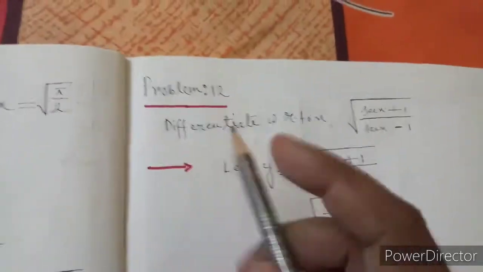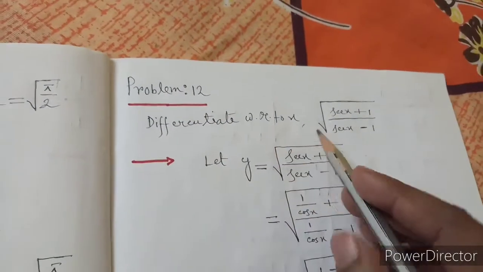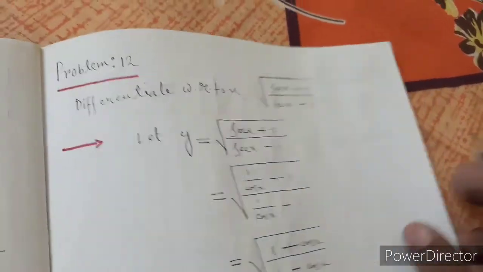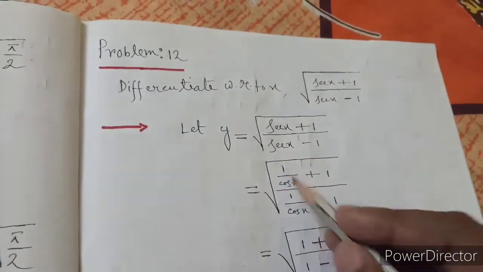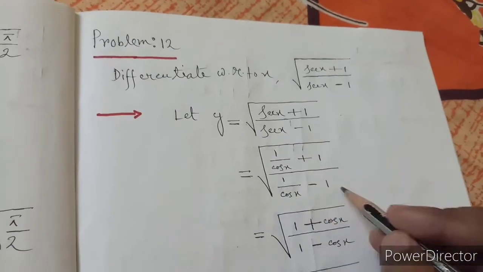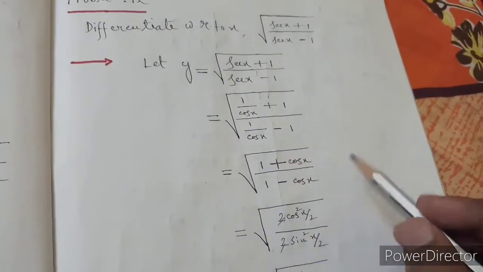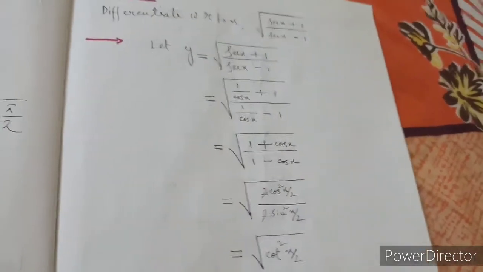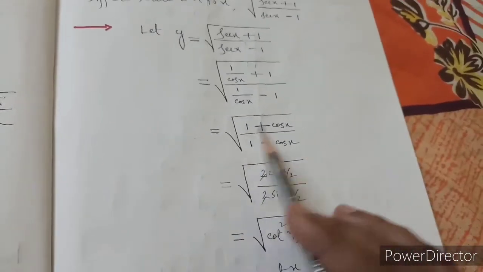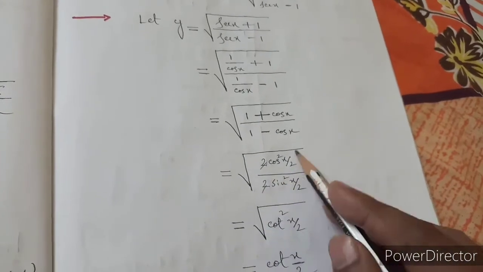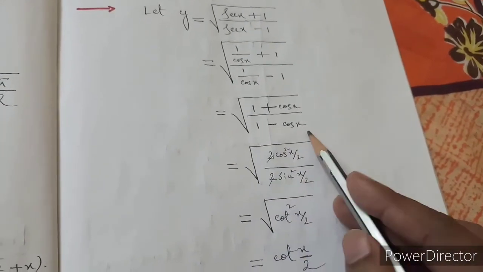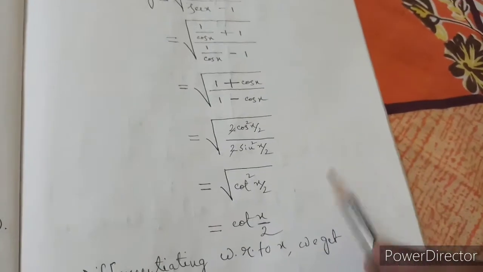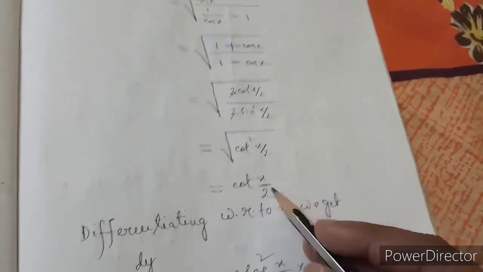Now problem number 12: differentiate with respect to x, root under (sec x plus 1) by (sec x minus 1). Sec x means 1 by cos x, so (1 by cos x plus 1) by (1 by cos x minus 1). After simplification, we get root under (1 plus cos x) by (1 minus cos x). According to the submultiple angle, 1 plus cos x means 2 cos square x by 2, and 1 minus cos x means 2 sin square x by 2. So 2 cancels out, root under cot square x by 2, that means cot x by 2.